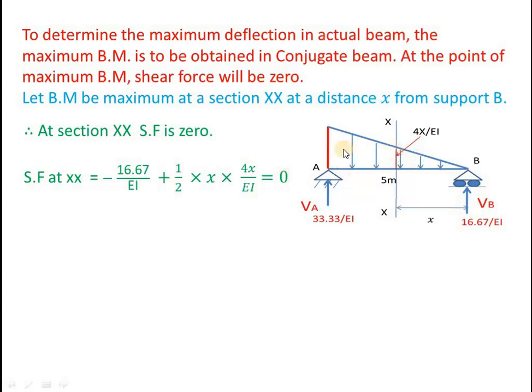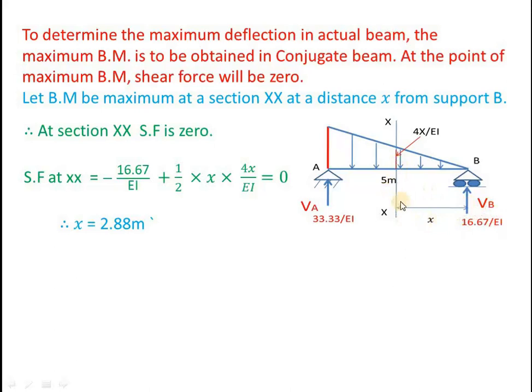This height we can calculate by similar triangles. You know that 20 by EI is the height, this total base is 5 and this base is x. So from similar triangles, this height will come as 4x by EI. If you equate this shear force equation to 0, you can solve for x now. So x comes to 2.88 meter, which means at a distance of 2.88 meter from B, the shear force will be 0, or there will be a maximum bending moment.